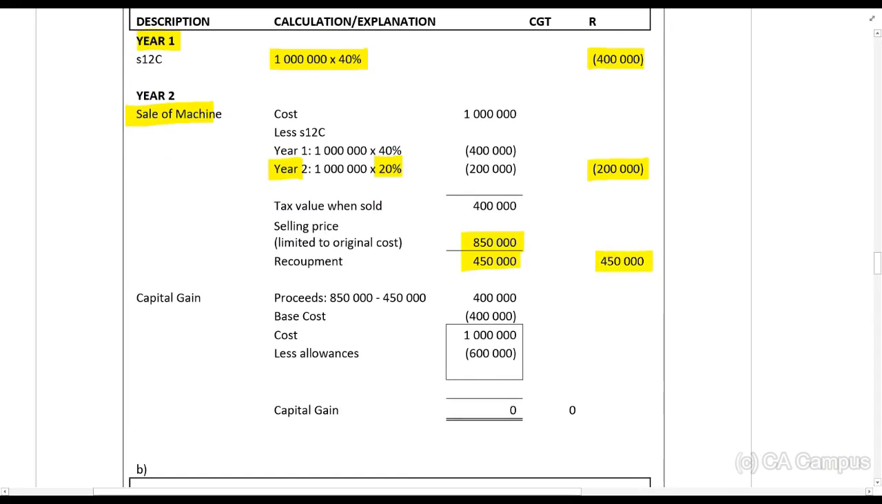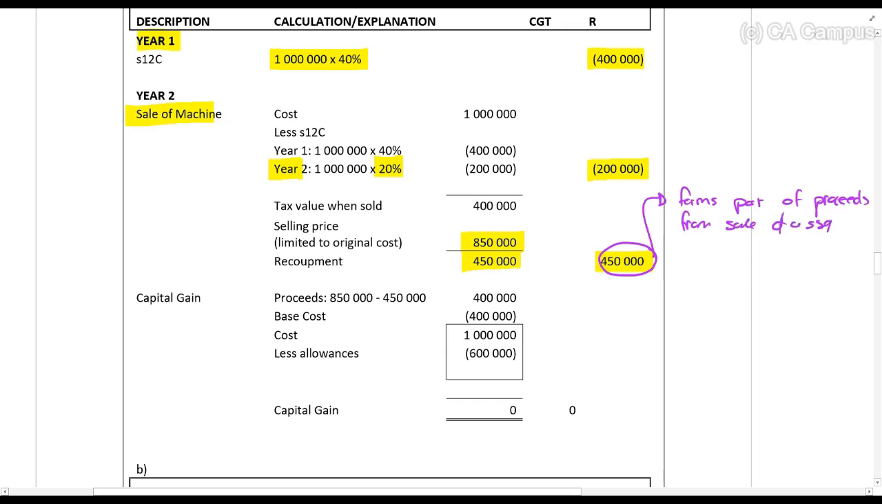Now what I want you to see here is that this 450,000 rands recoupment here that we got forms part of the proceeds from sale of assets. Now what does that mean? It means I sold this asset for 850,000 rands. 450,000 of that 850,000 is a recoupment. So it comes from this selling price. Okay, so there's no capital gain here.